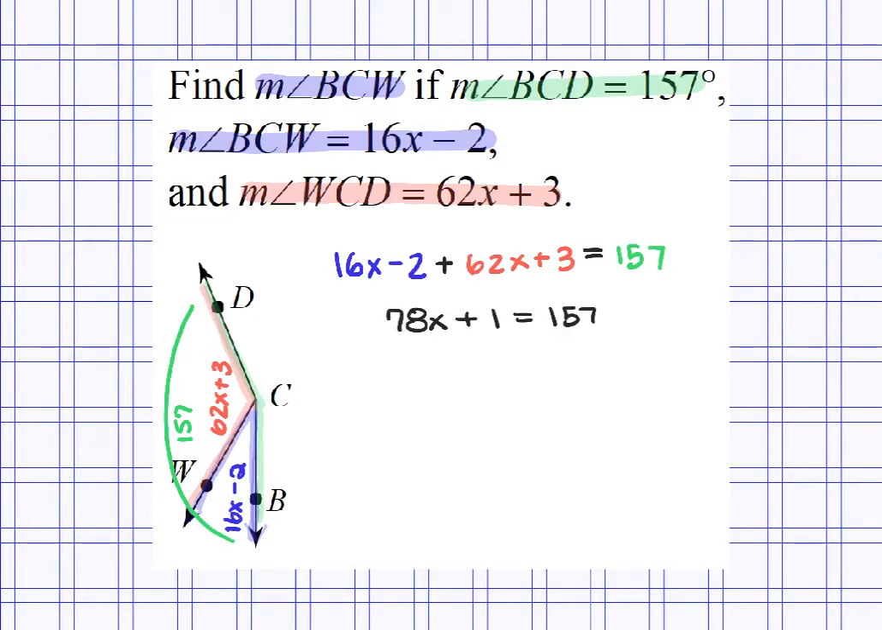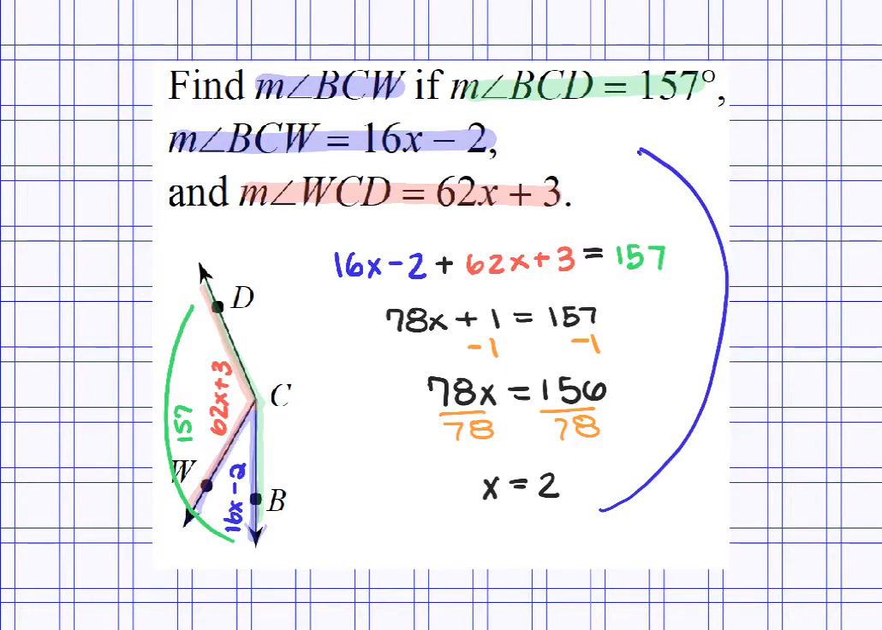Here I combine like terms, then I subtract 1 from both sides. That gives me 78x equals 156. Divide and get x is equal to 2. But now we have to make sure that I plug it into the corresponding angle. When I plug it in, I get 30 degrees.